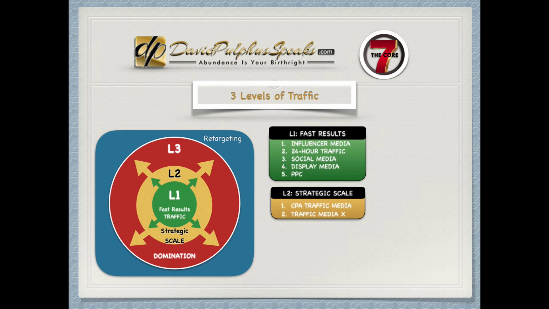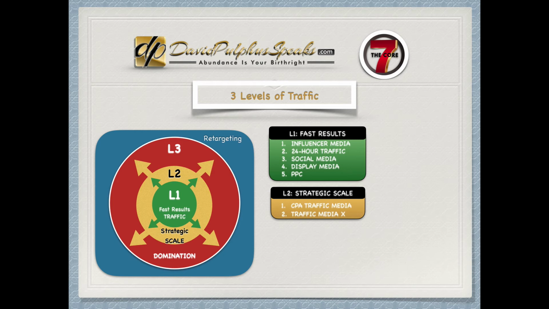Now, us being smaller in size, not a massive $1 trillion company, we still could play in that game, but we only should play in that game once we have mastered and know what our numbers were in the nucleus of our fast results traffic. Okay, does that make sense?